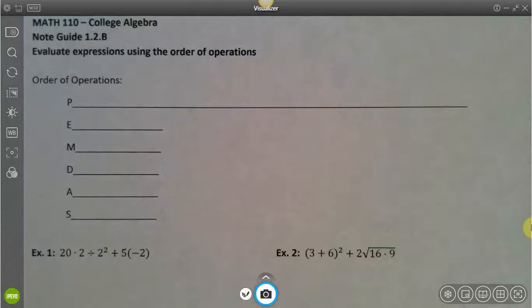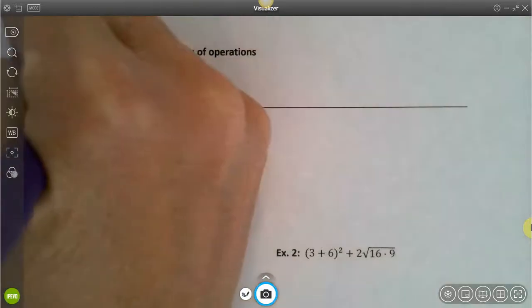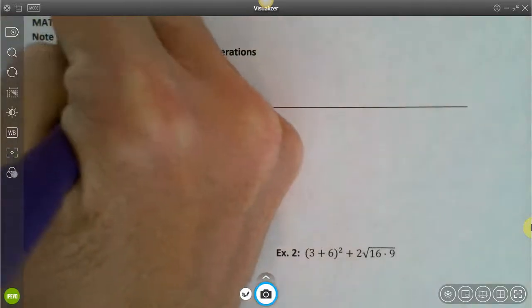When we simplify an expression, we have to go through the operations in a particular order, what's known as the order of operations. You might remember the phrase, "Please excuse my dear Aunt Sally." That's one way for remembering your order of operations. And what each of those letters stands for, the P is for parentheses.